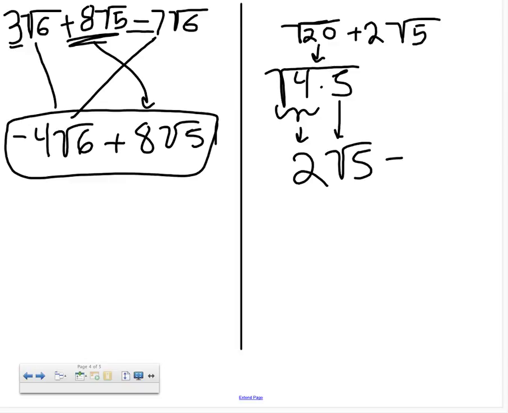So now I have 2 root 5 plus 2 root 5. Well, now my roots are the same. So now I can put them together and say that this is just 4 root 5. 2 plus 2 is 4. Keep the root just like you would keep a variable.